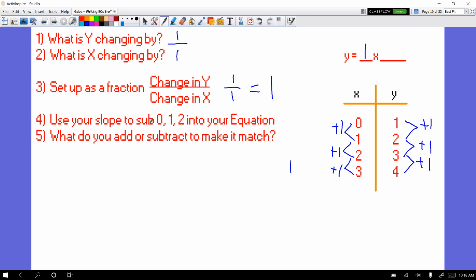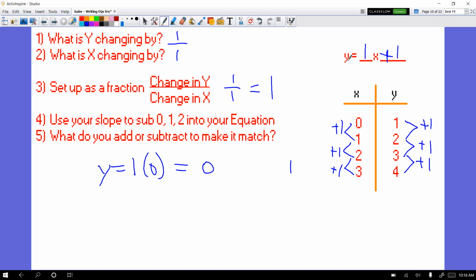Use your slope to sub 0, 1, and 2 into your equation. All right, so far we have y equals 1x. So y equals 1 times 0. That would be 0. But does y equal 0? No, it equals 1. Well, okay, so then how would we get to 1? Plus 1. And let's just verify that.